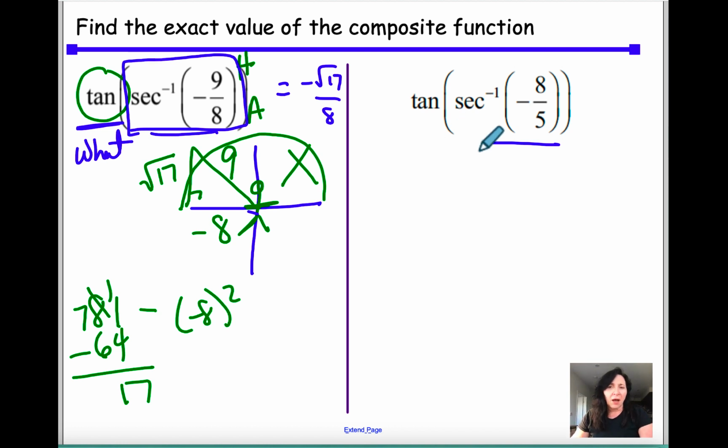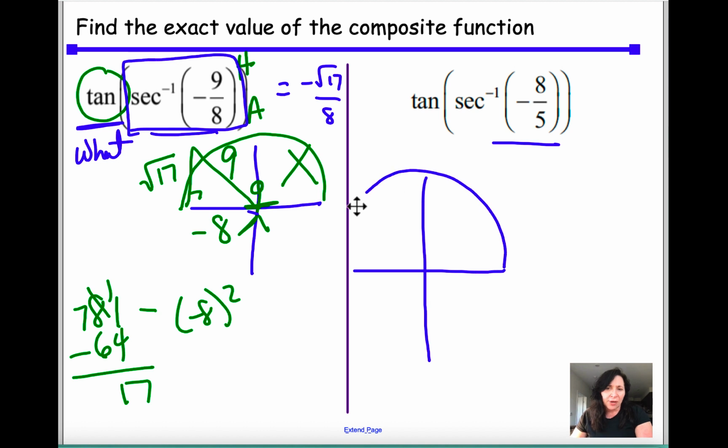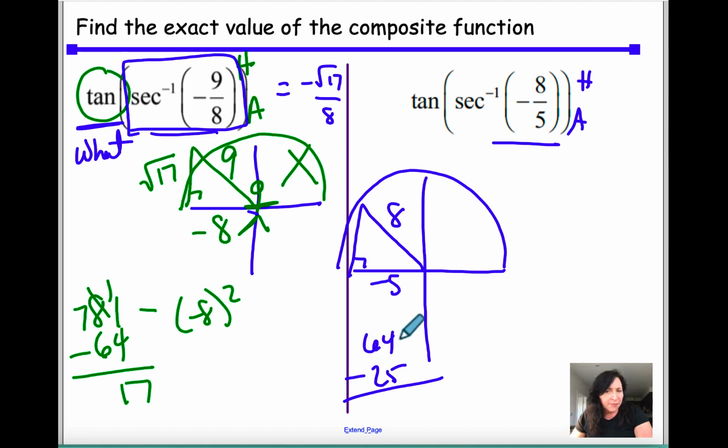Okay. Again, do the inside first, make a little angle or axis, and then secant, again, is the reciprocal of cosine. First and second quadrant, another negative value. I'm over here. Secant is hypotenuse over adjacent. So this is 8 over negative 5. So we have 64 minus 25. So that's going to be 39. So this is the square root of 39.